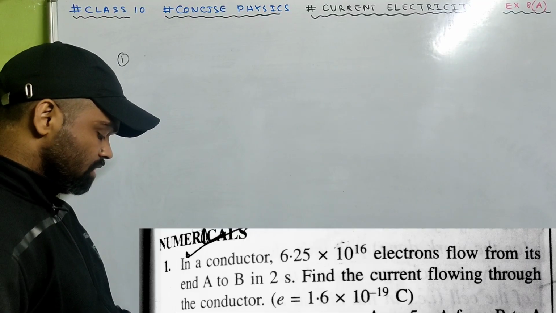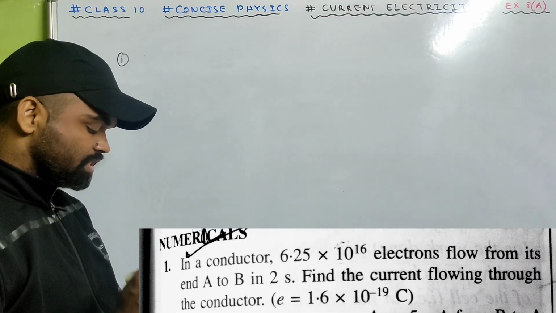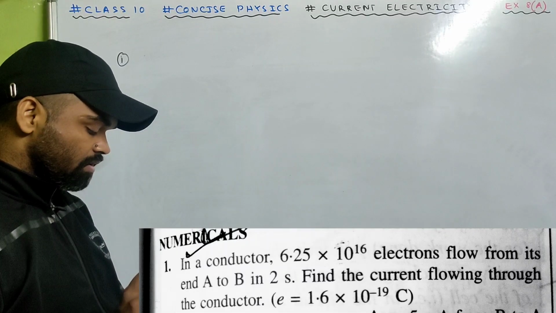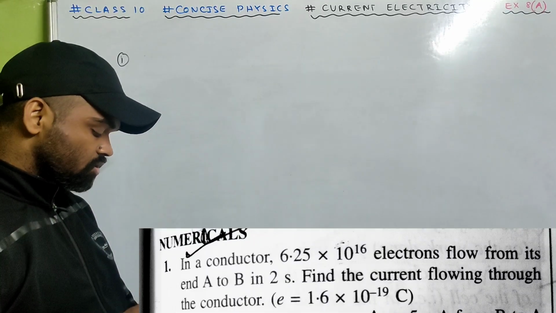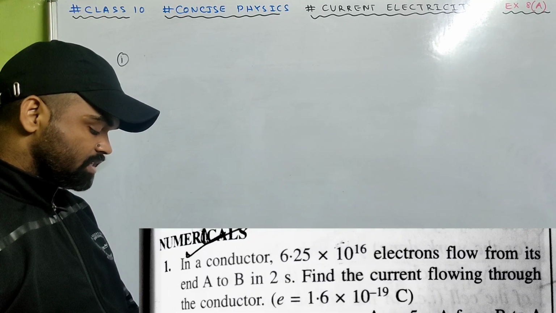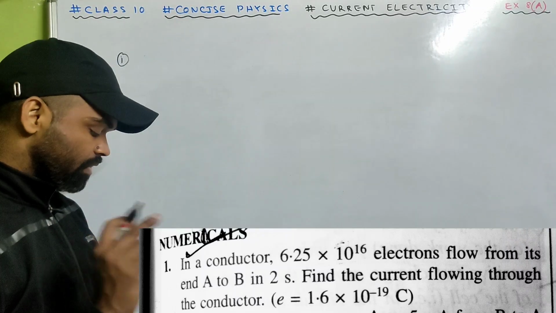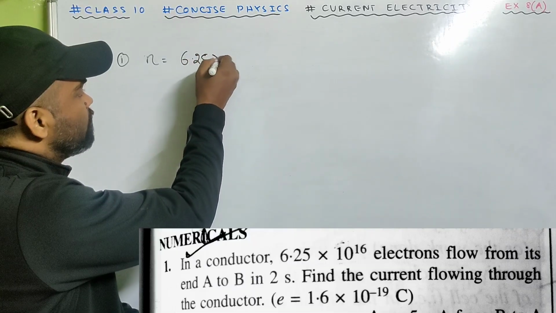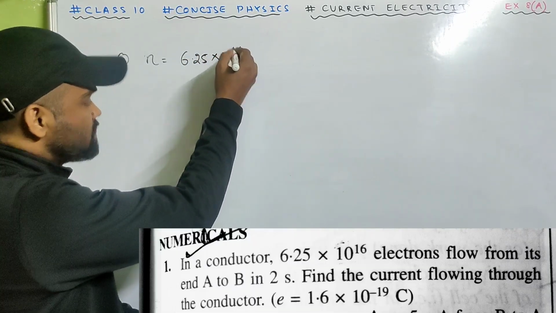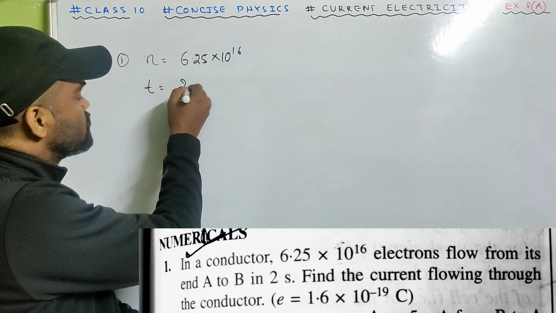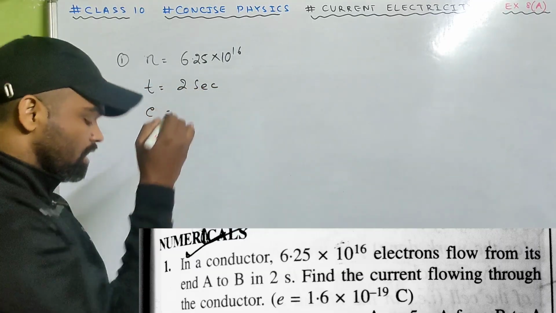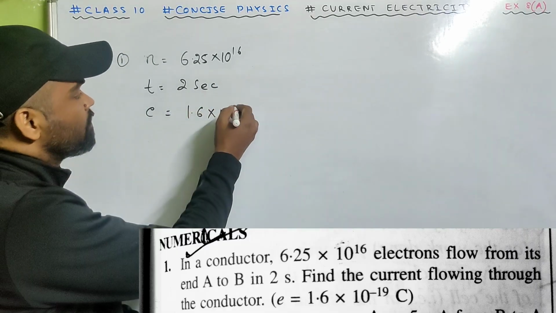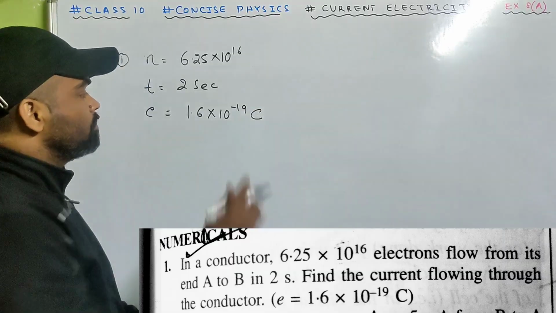In a conductor, 6.25 multiplied by 10 to the power 16 electrons flow from its end A to B in 2 seconds. Find the current flowing through the conductor, and charge on an electron is given as 1.6 multiplied by 10 to the power minus 19 coulomb. First write the information. Number of electrons is 6.25 multiplied by 10 to the power 16. Time they have given as 2 seconds. And charge on an electron they have given as 1.6 multiplied by 10 to the power minus 19 coulomb.